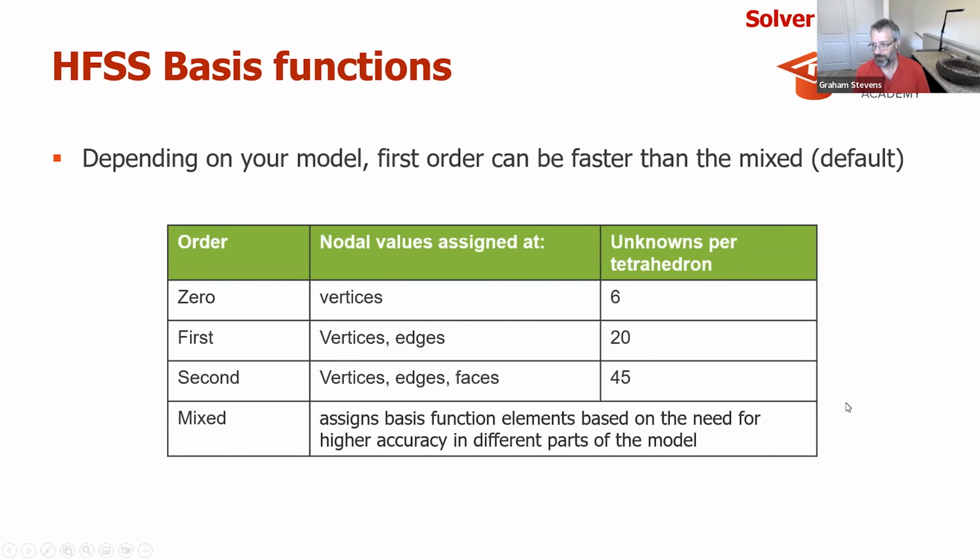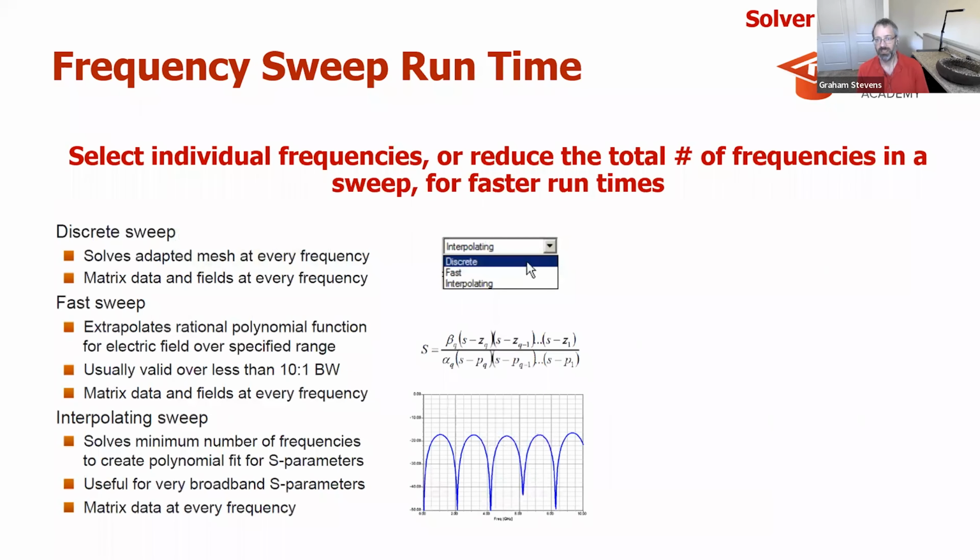The automatic or the default is mixed, where Ansys HFSS assigns basis function based on the need for higher accuracy in different parts of the model, and that works well most of the time. And sometimes you can get away with first order, and it can be faster than the mix. So this is an option just to think about if you're looking to reduce computation time.